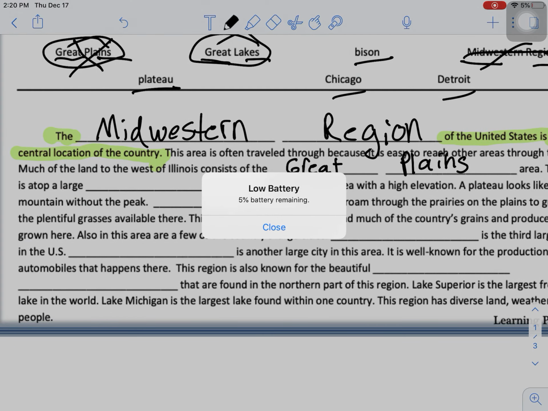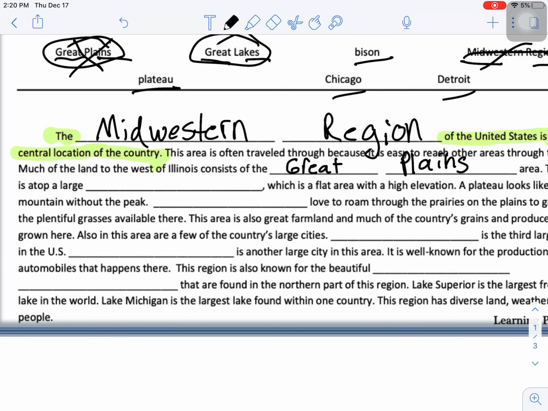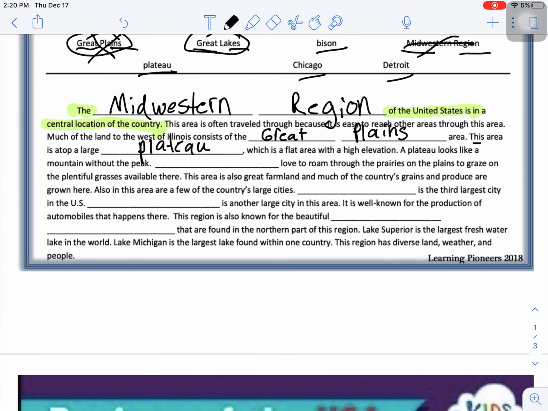The correct answer is, oops, my pen just went out just a second. There we go. Sorry, 1 second. Plateau. So atop a large plateau, and this is a flat area with high elevation. So like I said, it's kind of grassy, not a lot of hills going on here, and that is our plateau. A plateau looks like a mountain without a peak.